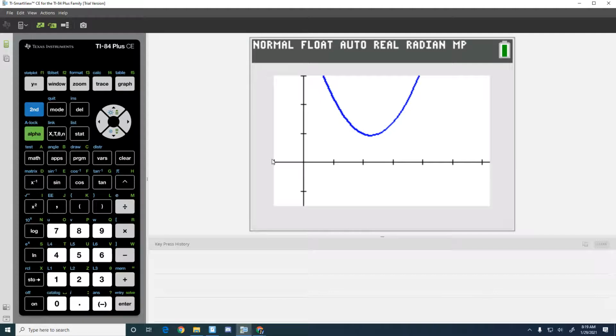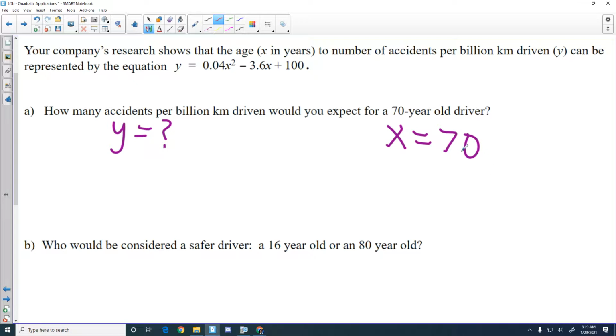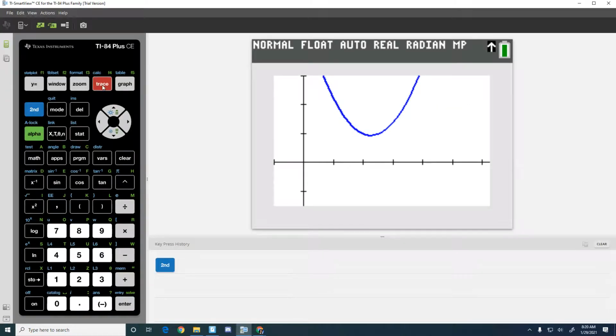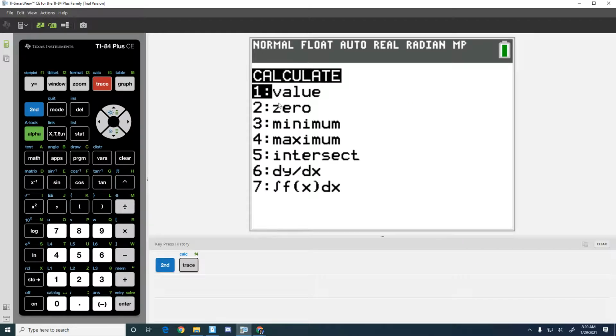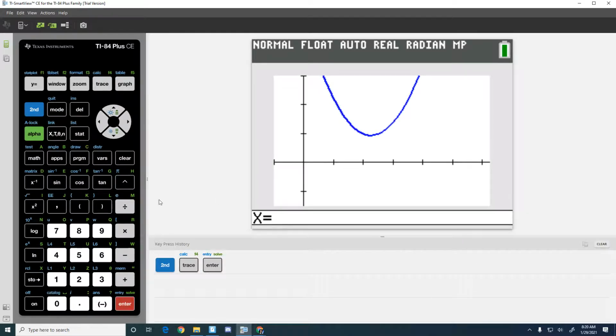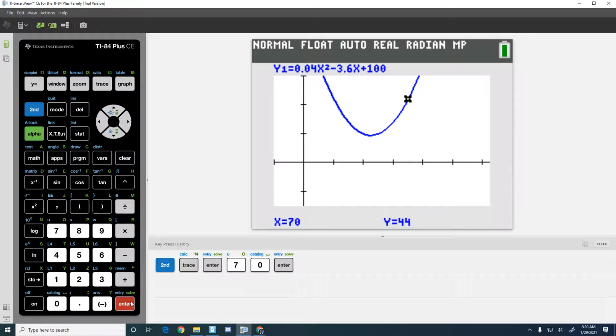Trace and then type in the number. All right. So when x is 70, what is the y? So I can do second trace. Value is the first option. Hit enter. 70. And right there. So a 70-year-old can be expected to get into 44 accidents. Now remember, that's how many accidents if they drove 1 billion kilometers.